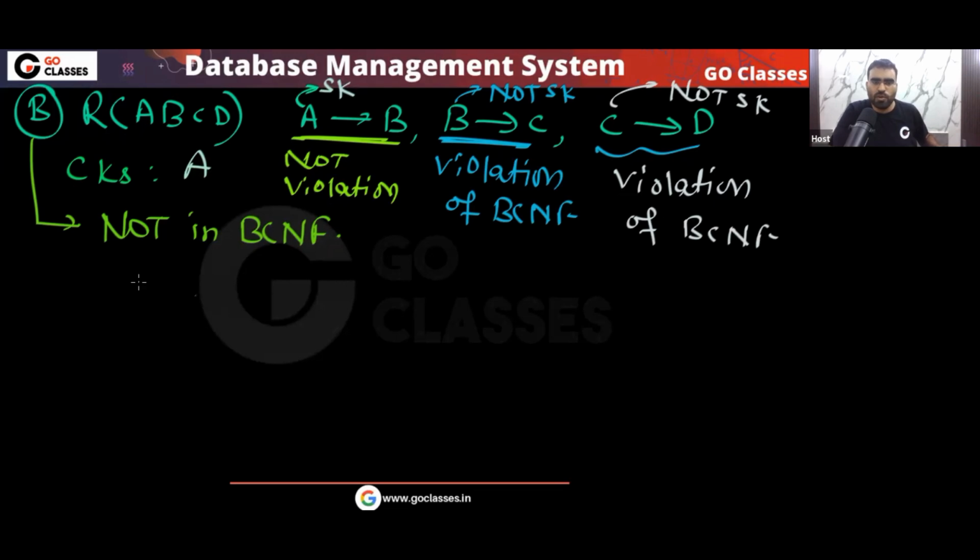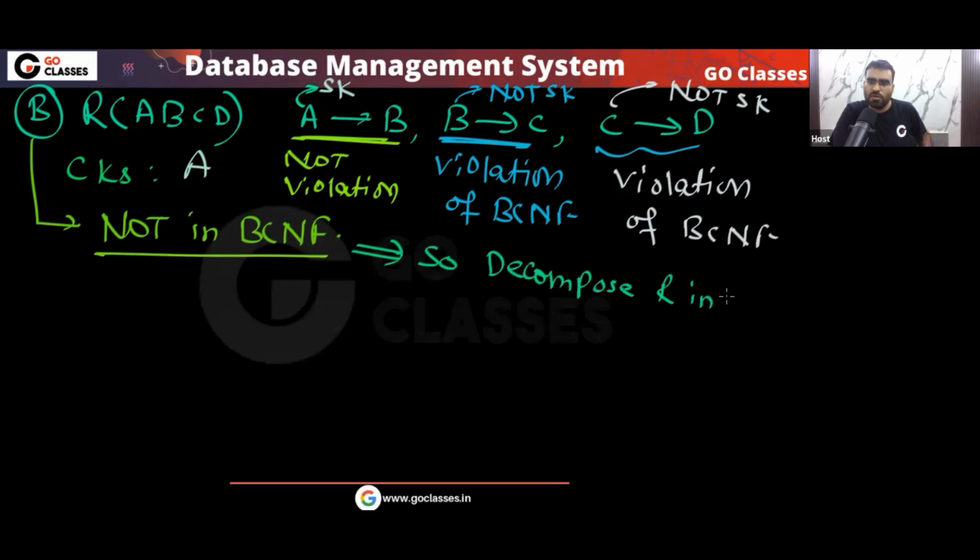Okay, so what will you do? This relation is not in BCNF. So what are you going to do? Please tell me. So decompose. Decompose R into BCNF. Okay, this is what we need to do. Decompose into BCNF. So what will you do?